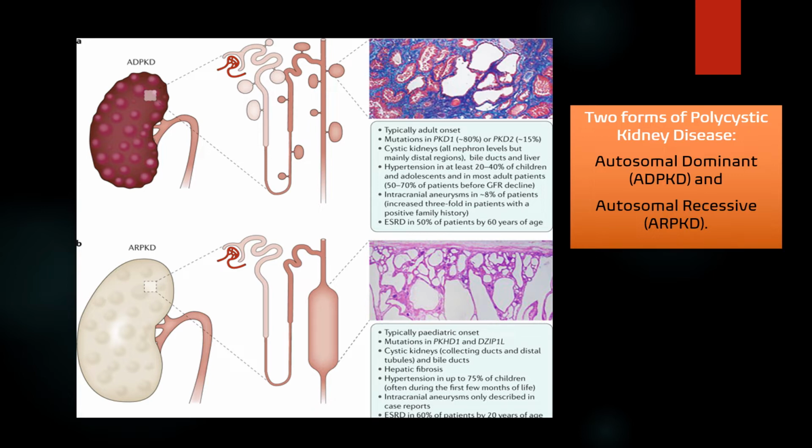So with cystic kidneys, all nephron levels, but mainly distal regions, are where cysts become more evident in ADPKD. The bile ducts and liver can also be potentially affected as a result of ADPKD as well.